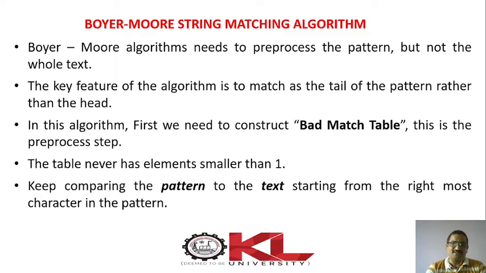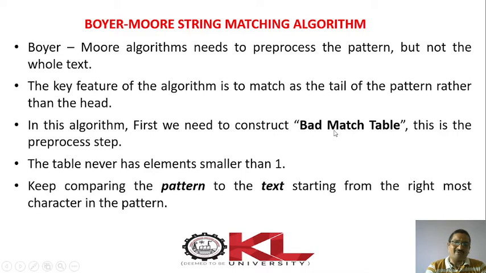The main key feature of the Boyer-Moore algorithm is that it matches from the tail end of the pattern rather than from the head of the pattern. We will see in an example how it is matched. To execute this algorithm, first we need to construct a table, named the bad match table. This is a very important table. It is a pre-processing step, and from that we develop the Boyer-Moore string matching algorithm.